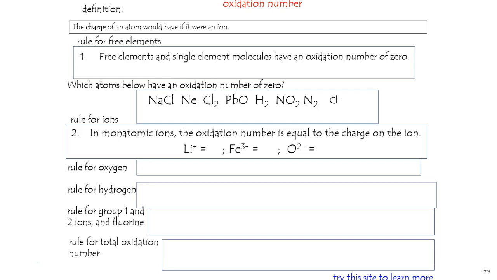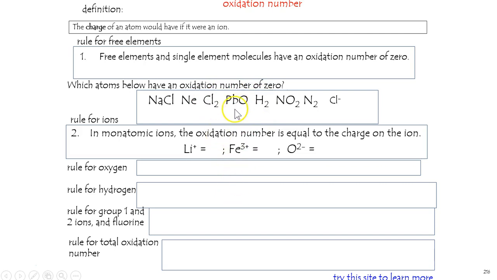Free elements, like you might expect, don't have an oxidation number. They're just like atoms, so their oxidation number is 0. And if they're just single element molecules that share those electrons evenly, end of story, no charge. So let's apply that. Which of these atoms below have an oxidation number of 0?